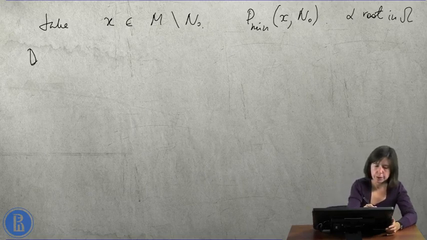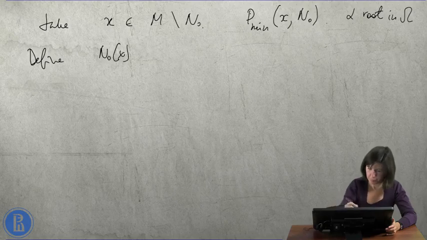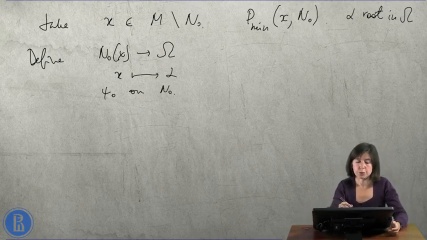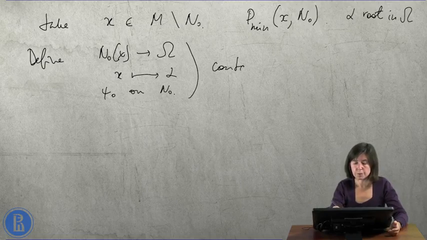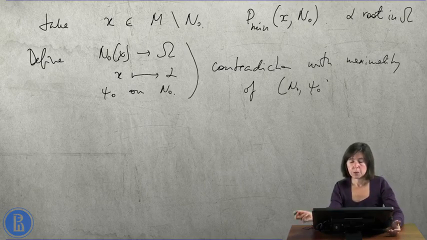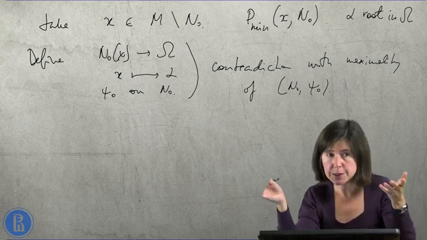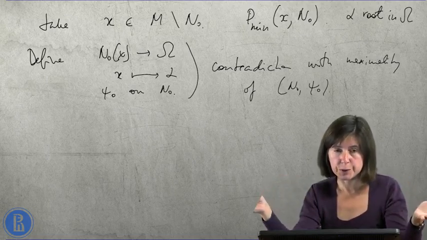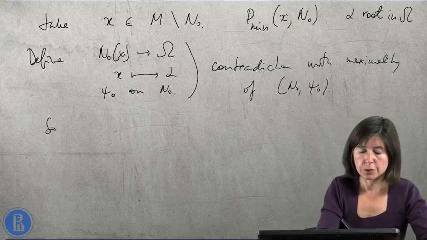Then define N0(x) to omega by sending x to alpha and psi 0 on N0. So this gives a contradiction with maximality. (N0, psi 0) is supposed to be a maximal extension, but we have found a way to extend it again to N0(x). So we got a contradiction, so N0 is equal to M.